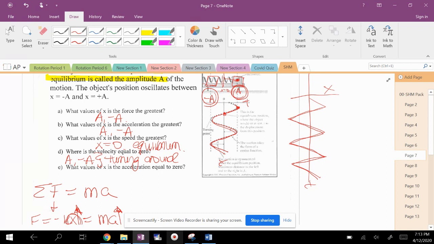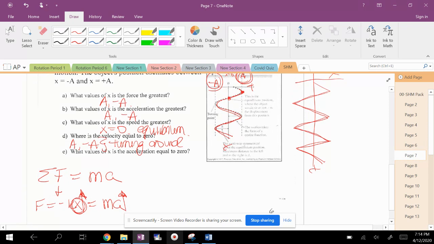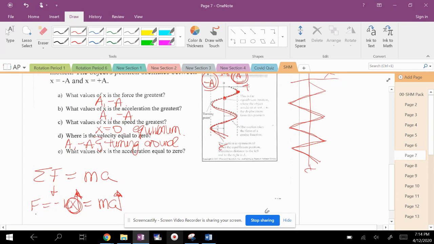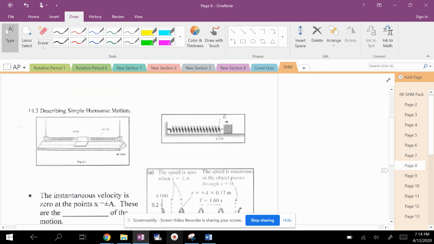And at what values of x is the acceleration equal to 0? I want you to try that for yourself first. So when is force equal to 0? Well, force is equal to 0 when x is equal to 0. And if force is equal to 0, that means my acceleration has to be 0. So when x equals 0 at equilibrium, my acceleration equals 0. Okay, I'm going to keep going forward.